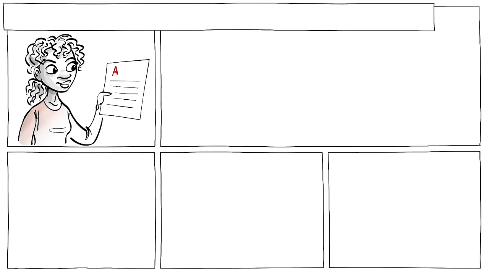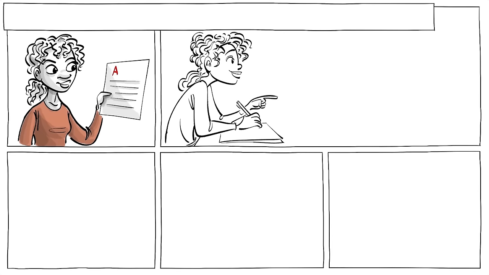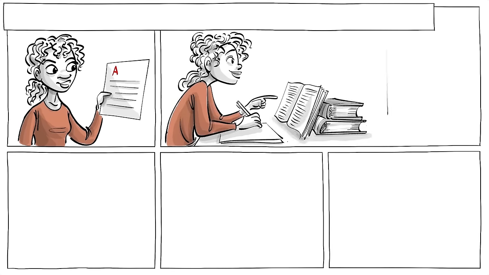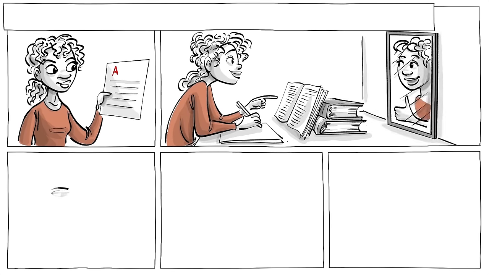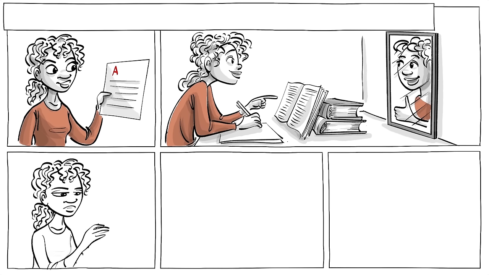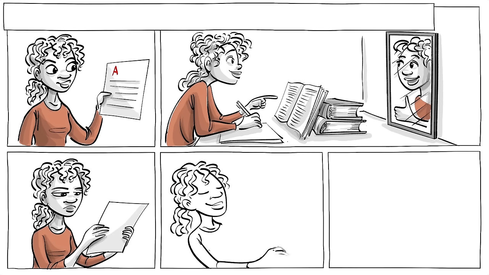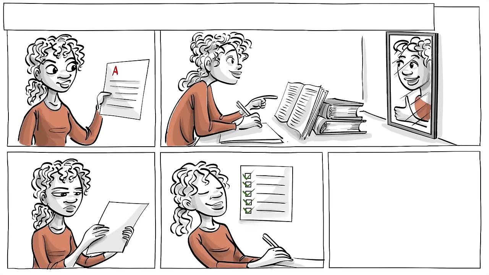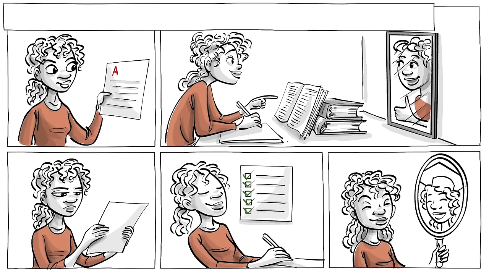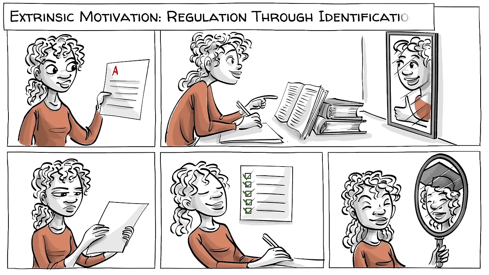Abani values learning and sees herself as a good student. To her, getting good grades is important because it confirms her self-image. Despite the fact that she doesn't feel connected to the material, she does well because she regulates her behavior by identifying with the idea of being a good student. She's motivated by an ideal. This stage is called extrinsic motivation, regulation through identification.